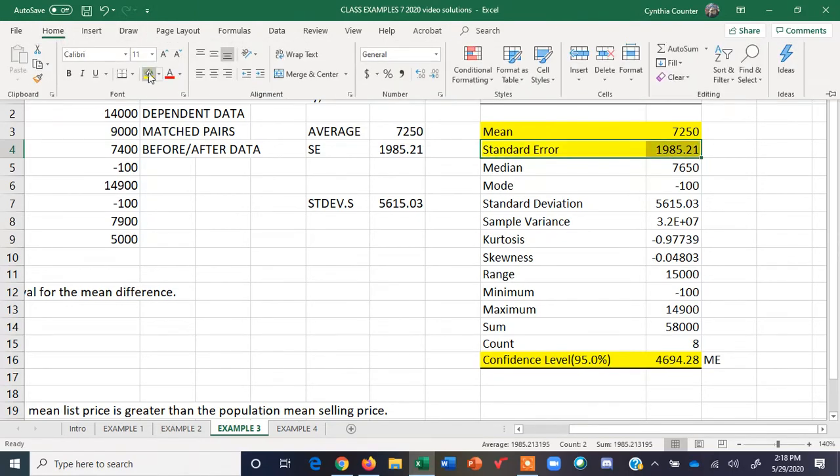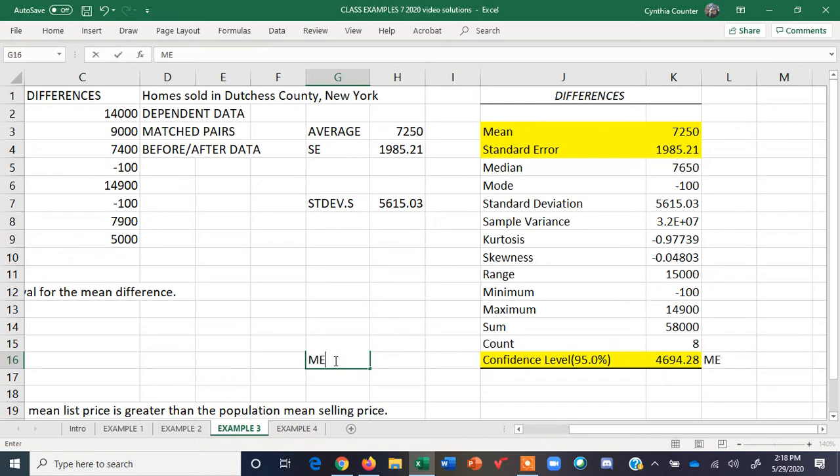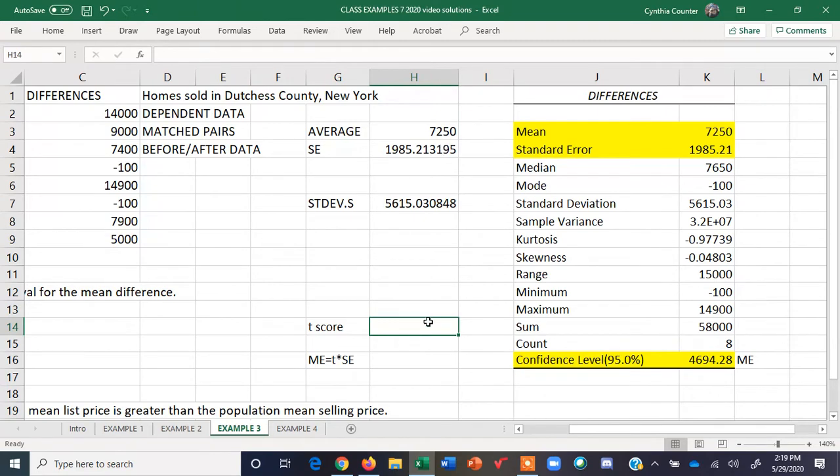And the reason you need that is if you were going to find the margin of error without this tool, you were going to have to compute a t-score times the standard error. So what we would need now is a t-score. To get a t-score, we're going to use t inverse 2t.